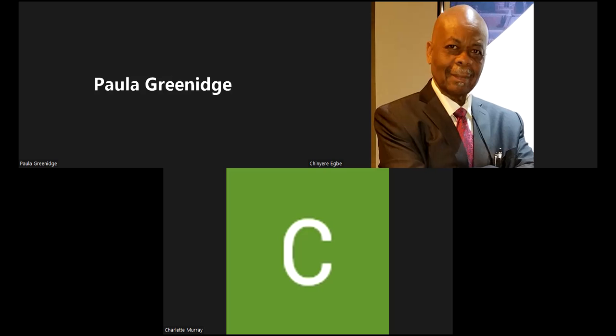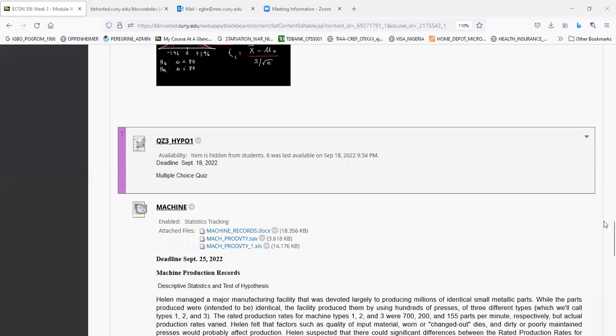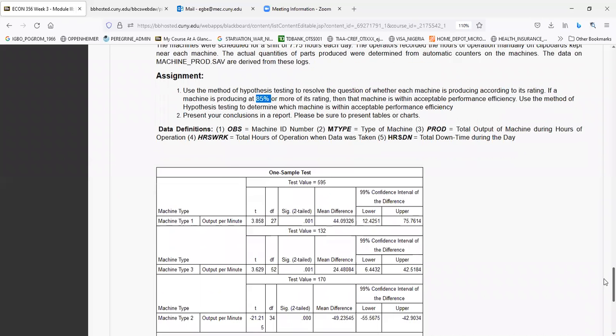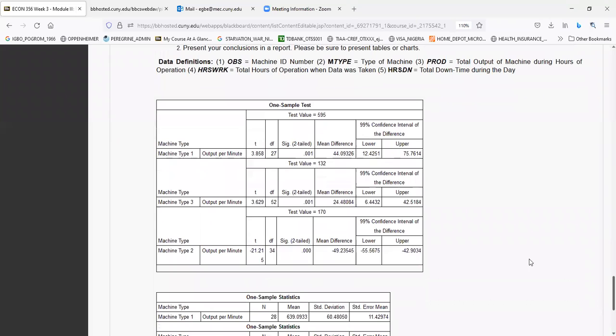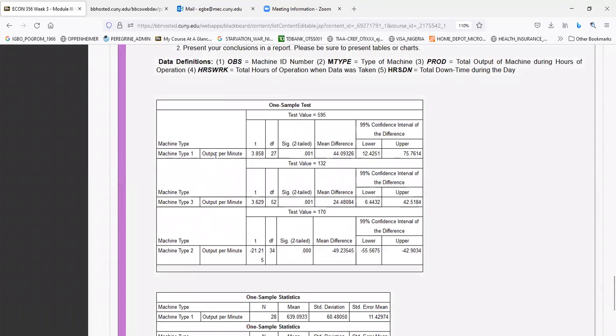Okay, so what I did was to essentially provide you the information. So machine type 1, okay? The test value, which is your null hypothesis, is 595. You see that? Yes, I see that. Good. So you have a test value. So you will simply state null hypothesis mu equal to 595.